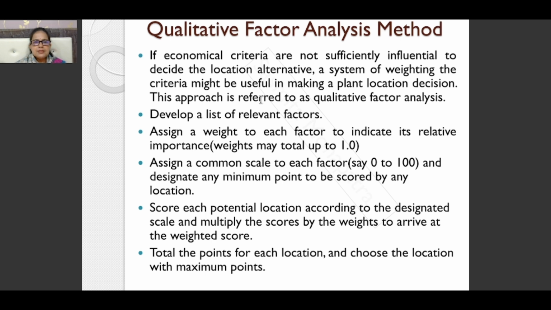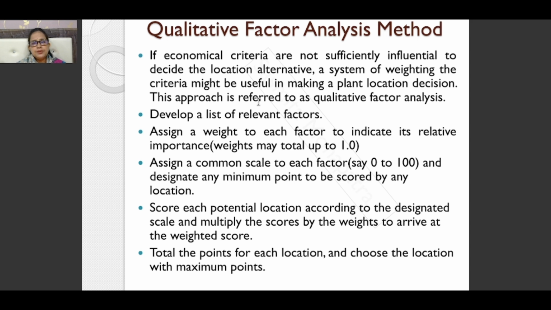If we are going to establish an organization or any plant, we have to choose different factors. So many factors affect our plant location. What are the different factors? What are the relevant factors? We first have to identify them, and on the basis of that we analyze which factor is more important for our organization and which factor is less important.